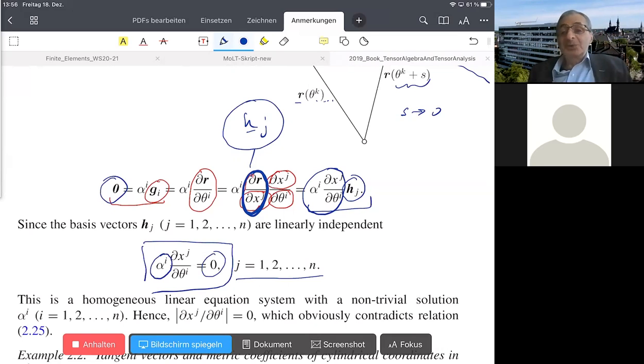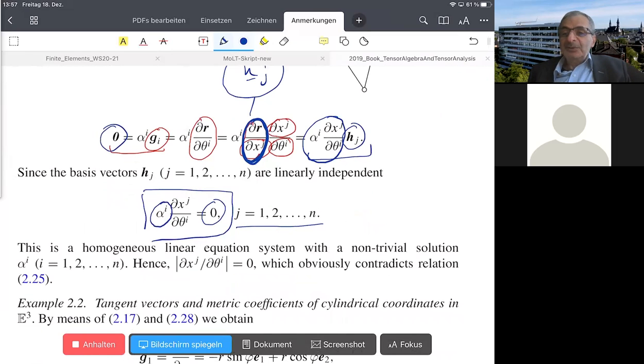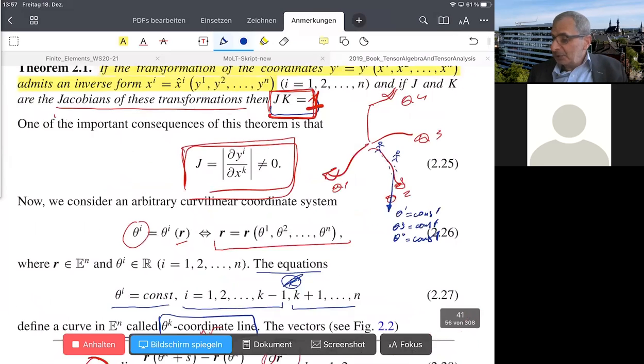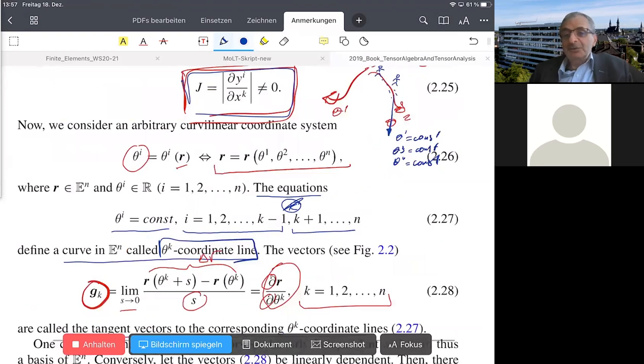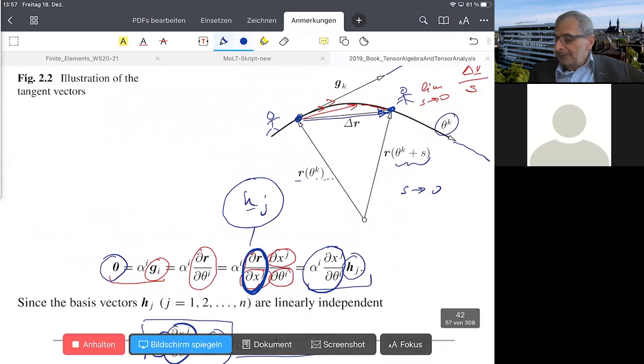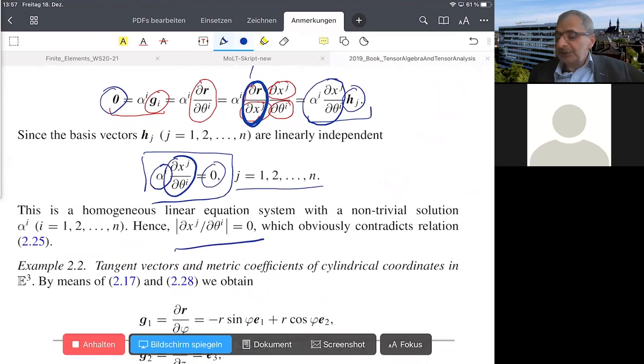But the alphas are not all zero, as we said, which means that alpha represents a non-trivial solution of this homogeneous linear equation system. According to mathematics, remember, a homogeneous linear equation system has a non-trivial solution if and only if the determinant of this matrix is zero. But it is not possible. We just proved that it is not zero, if we have this coordinate transformation between two coordinate systems. So this proves that this assumption is wrong.